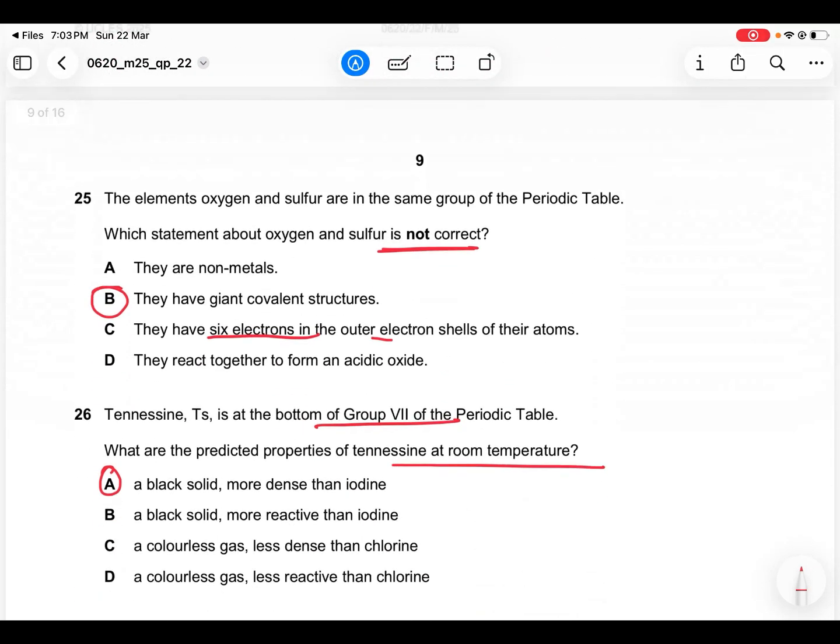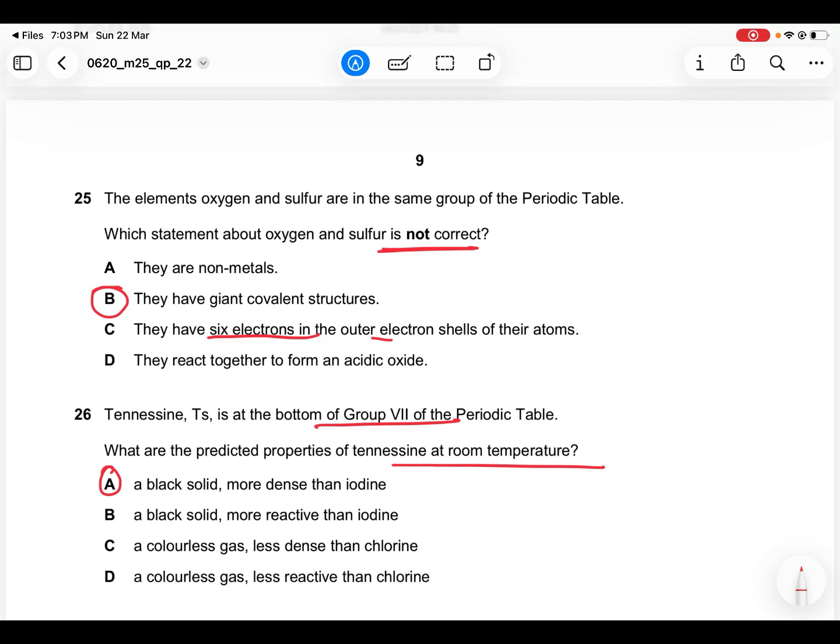Question 25. The elements oxygen and sulfur are in the same group of the periodic table. Which statement about oxygen and sulfur is not correct? They are non-metals. It is true, sulfur and oxygen both are non-metals. They have giant covalent structures. No, they do not have giant covalent structures.